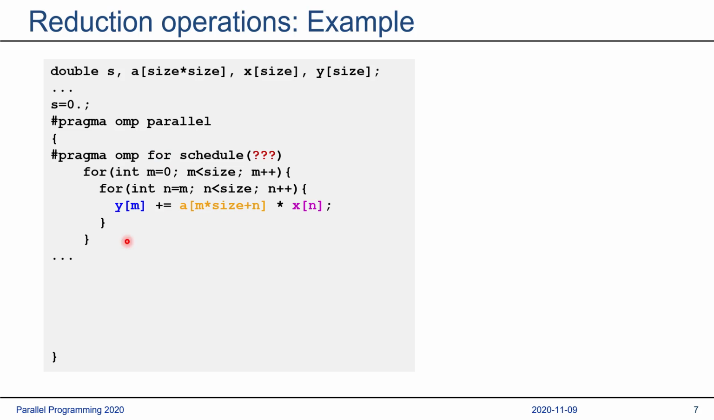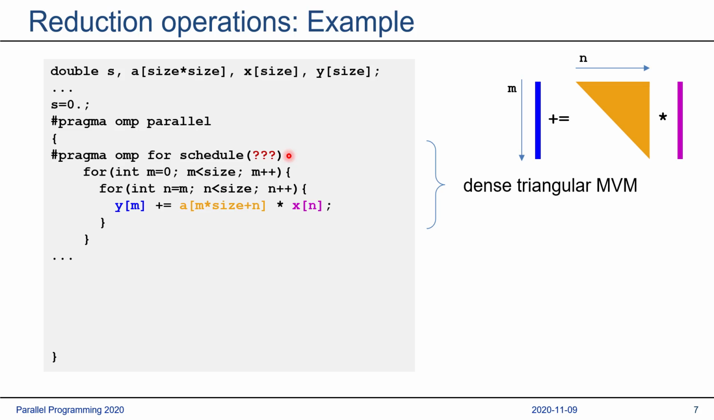So here's our first loop in the parallel region. It's a workshared loop, OMP4, with an unspecified schedule. Which schedule to choose here, that's part of your homework. So this is a dense triangular matrix vector multiplication. I try to depict this operation here. We multiply the upper triangular part of the matrix A with the right-hand side vector, here designated in purple as x, and the result is the left-hand side vector y here in blue.